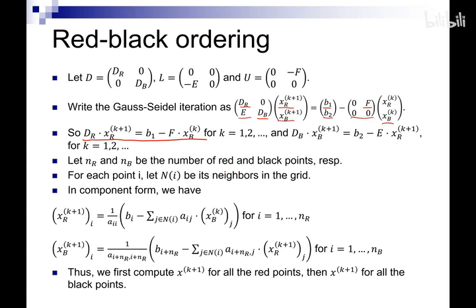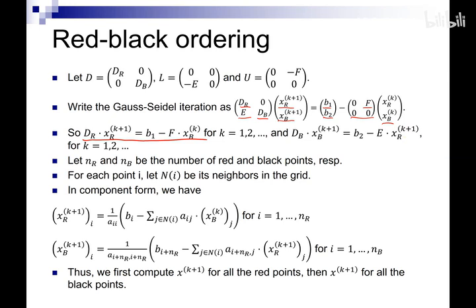And so you see that here to compute the red points for iteration k plus 1, we're only depending on the black values for iteration k. And then to compute the black values for iteration k plus 1, we're only depending on the red values for iteration k plus 1. Okay. All right, so this is how we're going to proceed.